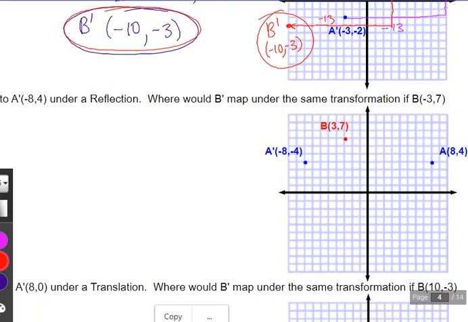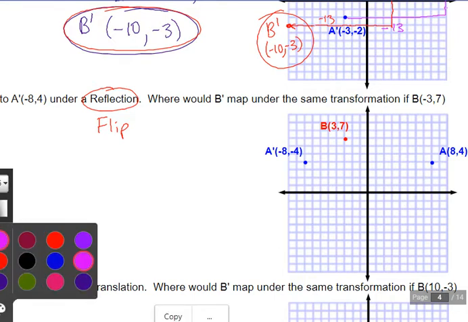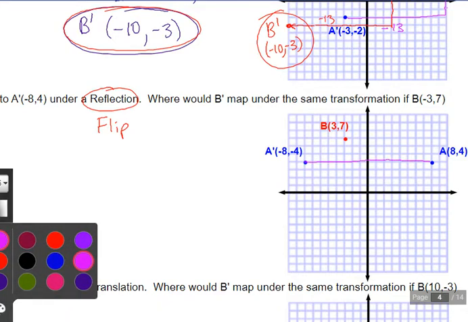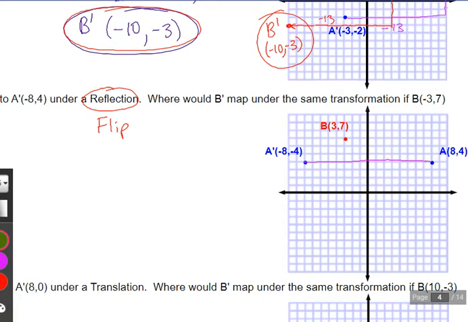Here we have a reflection, so this is going to flip. We should find out right away where it's flipping. We're going from A to A prime, so whatever we're flipping over has to be in the middle between those two points. If I count over 1, 2, 3, and count over this, that means our line of reflection is the y-axis. So we're flipping over the y-axis.